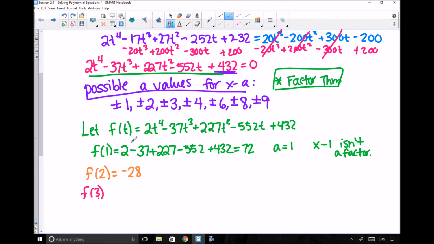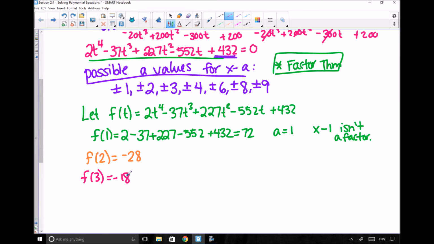When I plug 3 in for t, every time I see a t right here, I end up getting negative 18. And if you want to verify on your own, please feel free to do so, so you can make sure you truly understand what's going on. Okay. So this doesn't work. This does not give me the remainder that I want. Remember, I want a remainder of 0.